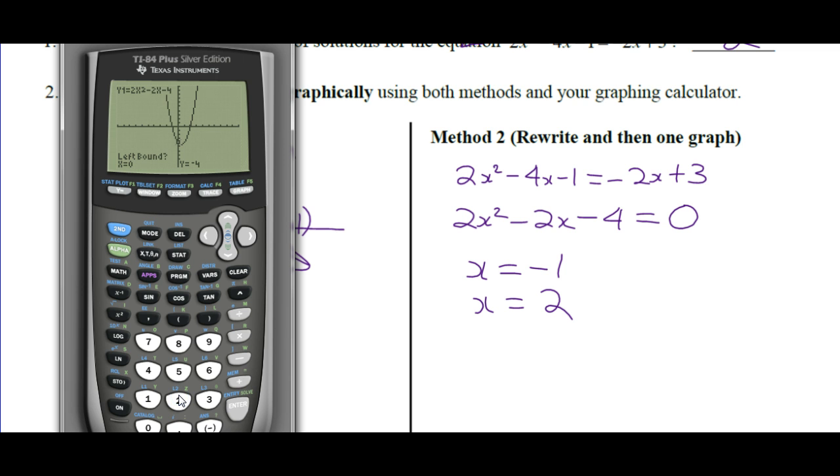Number 2 is 0. So that wants a left bound. I go to the left of 0. I go down here, and I take a guess. -1. Same thing would happen on the other side.